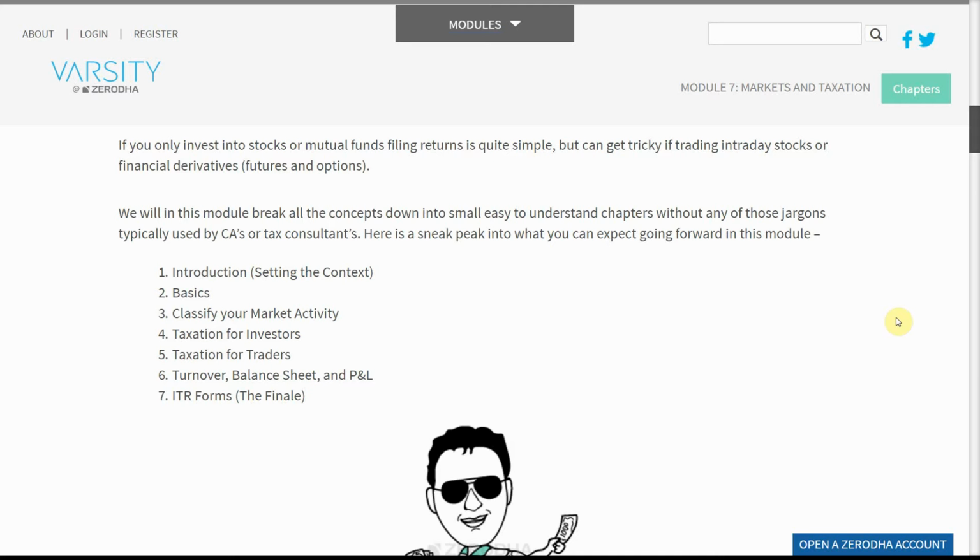Introduction, setting the context. Basics. Classify your market activity. Taxation for investors. Taxation for traders. Turnover. Balance sheet and P&L. ITR forms, the finale.